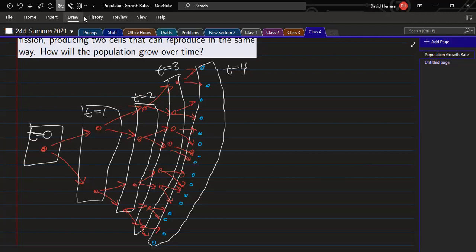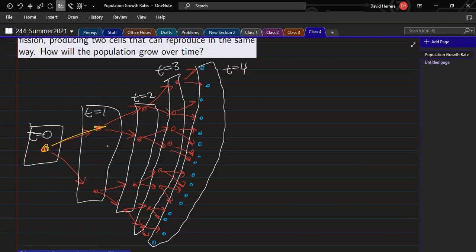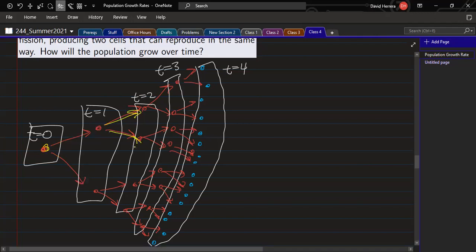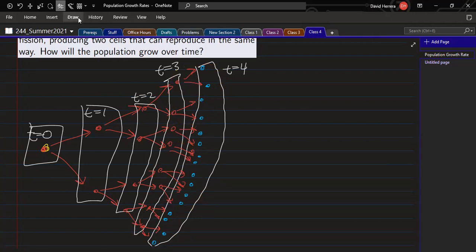What you see is every single time, this right here goes here, and then there's another one. This one goes here, and then there's another one. This one goes here, and then there's another one. What you can see is that every time it doubles, because on each step, each of these individual ones doubles. So this one doubles, this one doubles, they all double. You can go through and manually count them if you wanted to, but the idea is that the population grows by doubling.